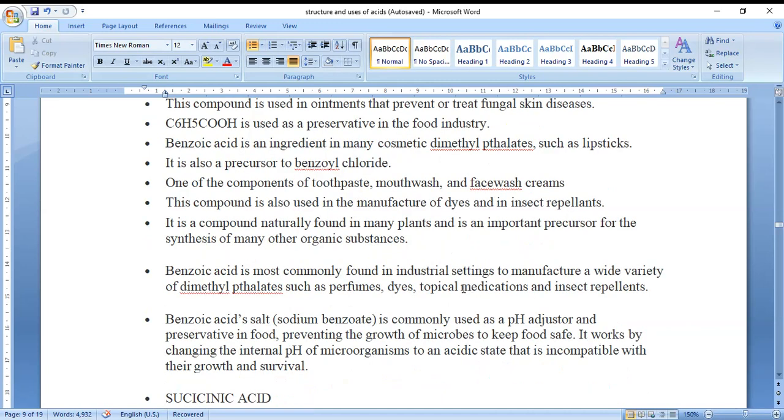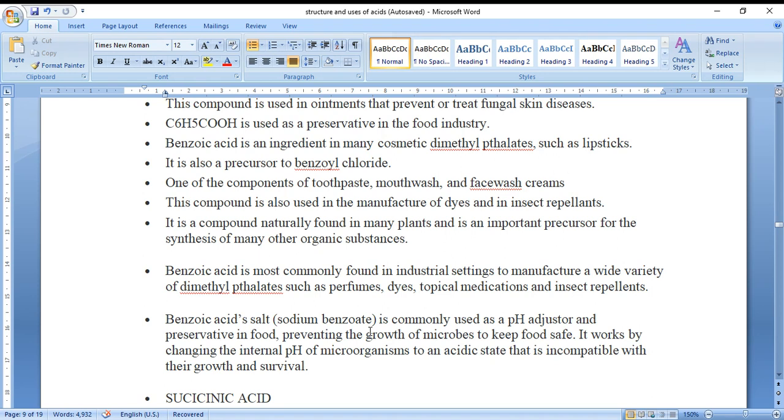Benzoic acid is mostly found in industrial settings to manufacture a wide variety of products such as perfumes, dyes, topical medications, and insect repellents. And this benzoic acid salt, that is sodium benzoate, is commonly used as a pH adjuster.